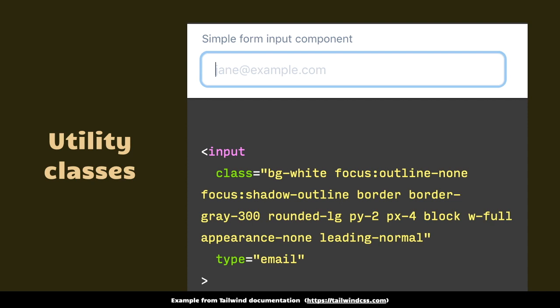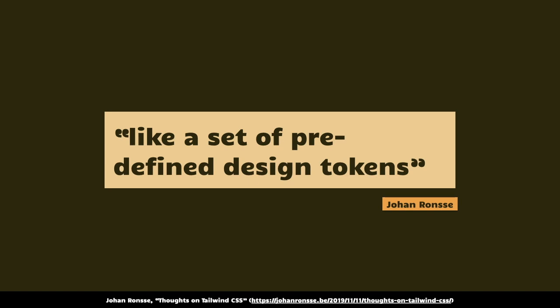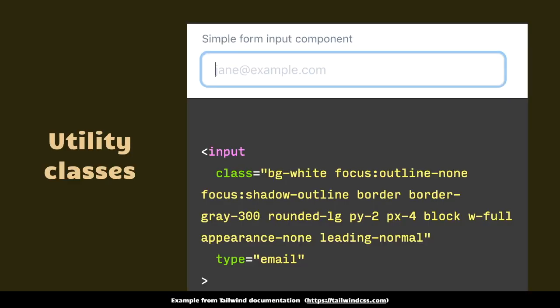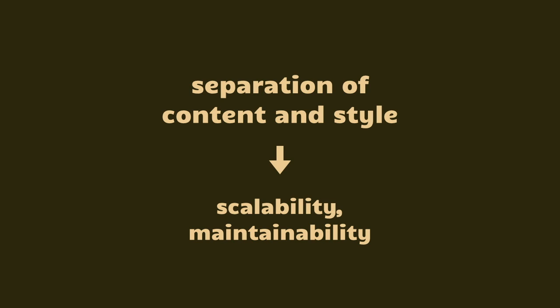This is kind of using CSS without the advantage of separating content and style. Johan Ronse said it is a bit like a set of predefined design tokens, in a blog post called Thoughts on Tailwind CSS. Now, Tailwind is a popular tool that does that, and it will generate utility classes for you, and it has proven really effective for some web teams. But like I said before, it kind of gives up the separation of content and style, but it gives people scalability and maintainability. And maybe for some teams, that is exactly what they need. So they may have adapted CSS successfully to the needs that they have.